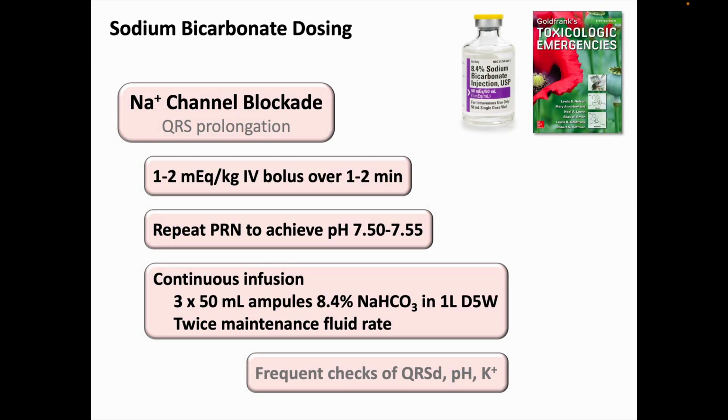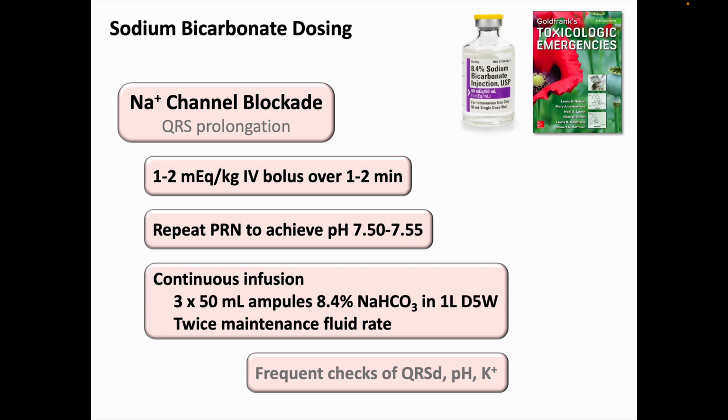How is sodium bicarbonate dosed when used as an antidote? We're going to start with bicarb used for sodium channel blockade, which will be when the QRS duration on the EKG is greater than 100 milliseconds when it's not known to be a pre-existing condition. The regimen recommended in the Goldfrank chapter is to start with 1 to 2 milliequivalent per kilogram IV boluses of sodium bicarbonate, repeated to reach a goal serum pH of 7.5 to 7.55.